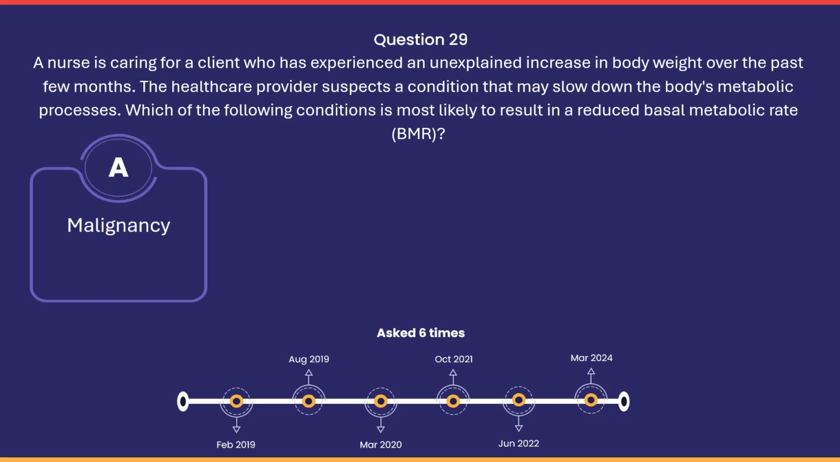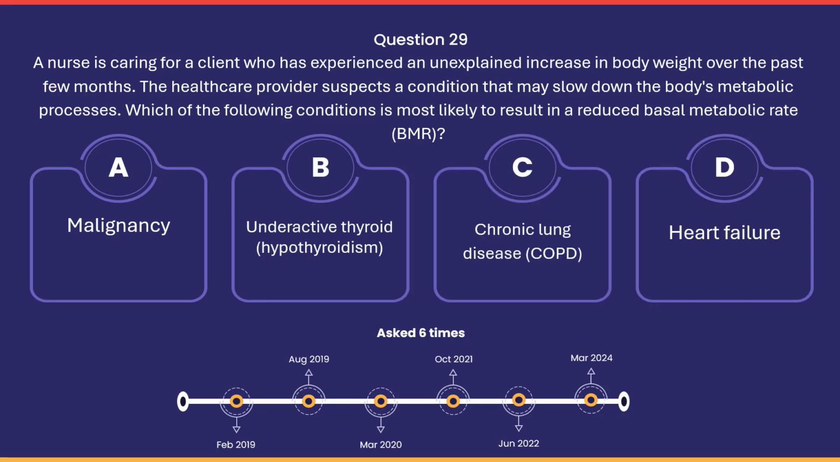A. Malignancy. B. Underactive thyroid, hypothyroidism. C. Chronic lung disease, chronic obstructive pulmonary disease. D. Heart failure. The correct answer is B. Underactive thyroid, hypothyroidism. B is correct.